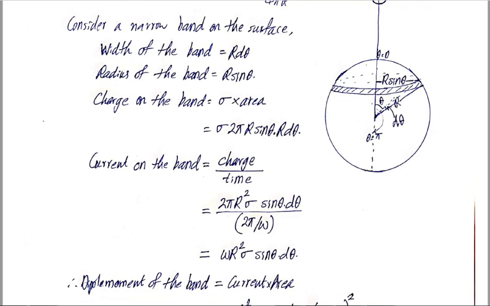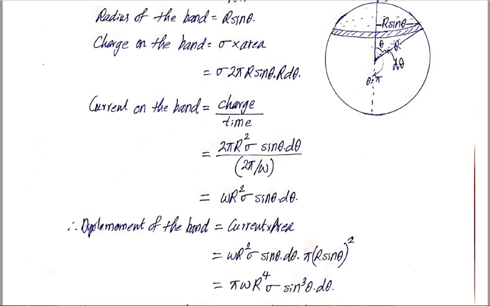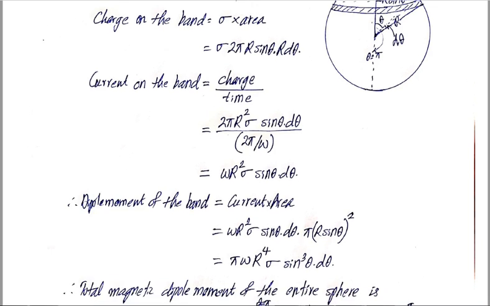Therefore, the dipole moment of the small narrow band will be equal to current into area. That is omega r square sigma sin theta d theta into the area of that loop, which is pi r square. It becomes pi into (r sin theta) whole square, because this is r sin theta. That is equal to pi omega r raised to 4 sigma, then sin theta into sin square theta is sin cube theta d theta. So this is the dipole moment of the small narrow band.